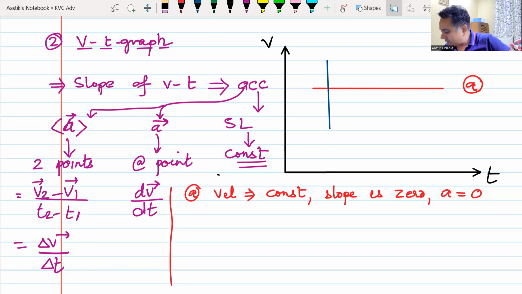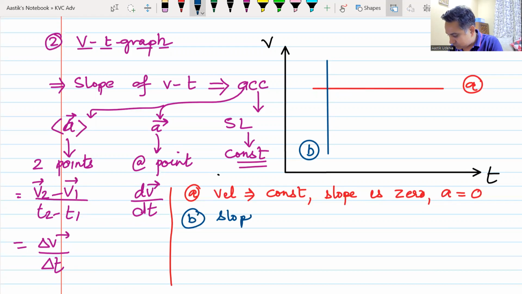If I have this graph, which is like this, graph B, slope is infinite or not defined. Acceleration is infinity. This graph is not possible. Do we understand this? Yes or no?